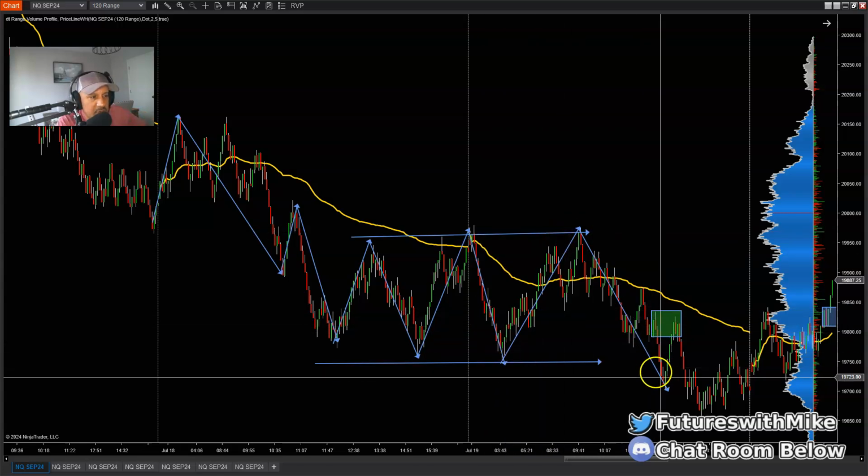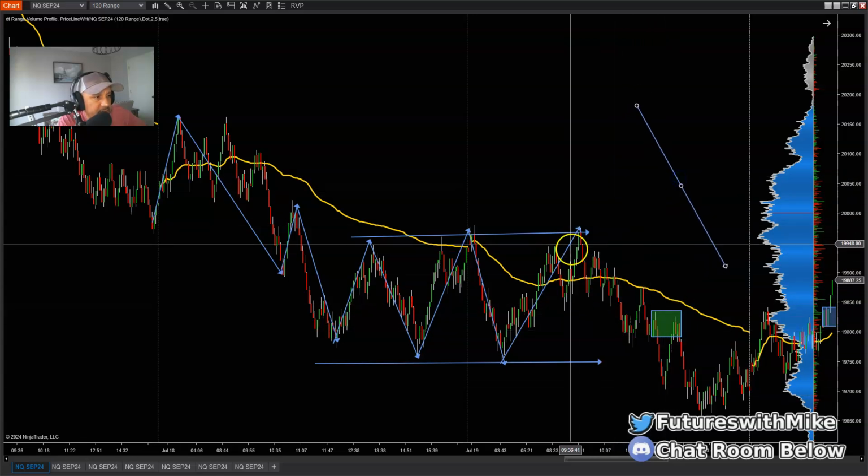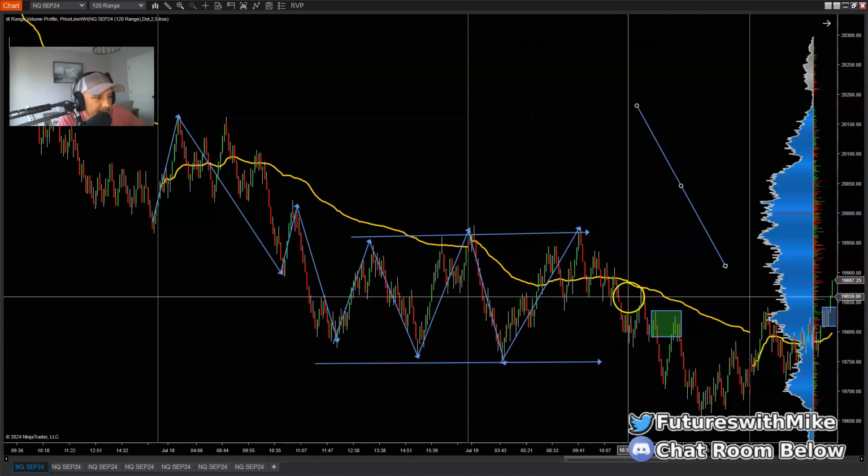Now, you see this structure break right here. If I take this away, because I want to show you something, when the market broke structure right below this blue arrow right here, if you look to see what happened, it broke right here.